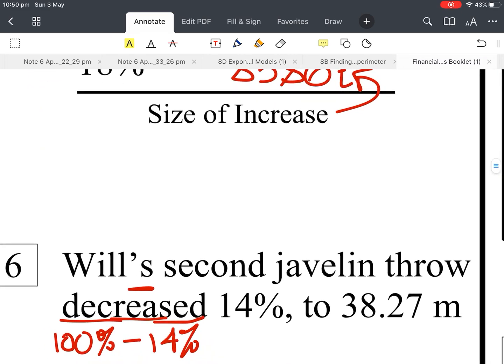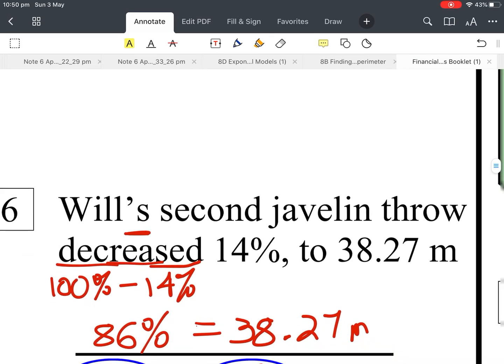All right, if you're ready, can you try question number 6? Now, I've got a little hint for you there. Will's second javelin throw decreased 14% to 38.27 metres. So this time we're decreasing, so if you remember from last term, you've got to go 100 minus the 14%. So when I did 100 minus 14, I got 86%. And it decreased to 38.27, so that's what I made the 86% equal to.